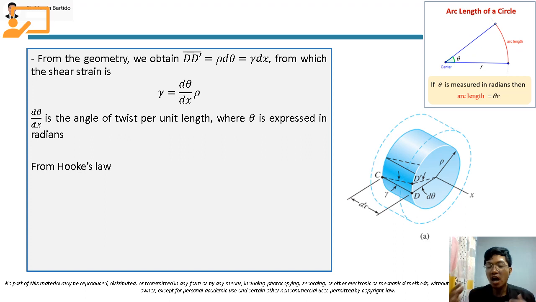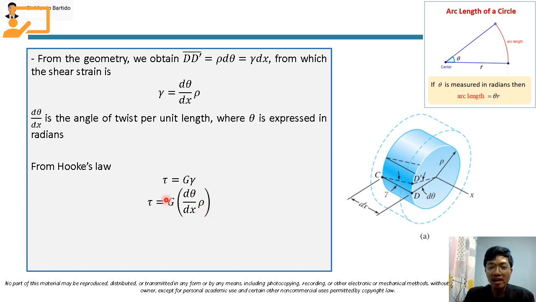If we incorporate Hooke's law, tau is the shear stress, and this is equal to G times gamma. If we substitute this value of gamma here, it becomes tau equal to G times d theta over dx times rho.